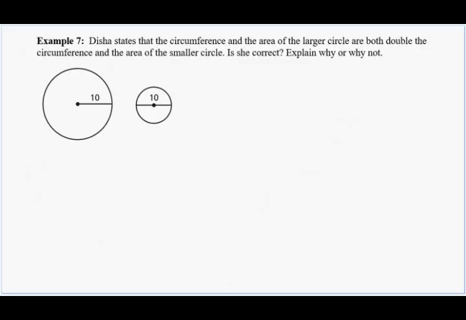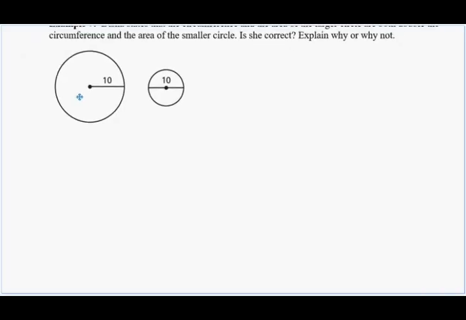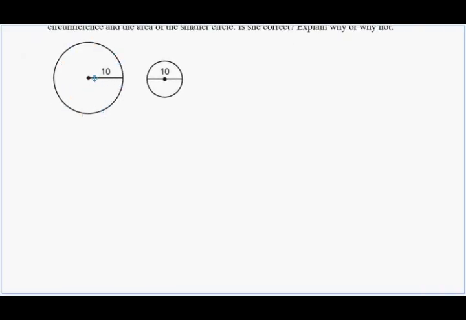And here we've got somebody named Disha states that the circumference and area of the larger circle are both double the circumference and area of the smaller. Is she correct? So let's see what she did here. We got a big circle with radius 10. And here's a smaller circle with radius 5. So she's saying if we double the radius, the circumference doubles and the area doubles. So let's see what happens here. I'm going to do the big circle. Let me move this up, give myself a little more room.